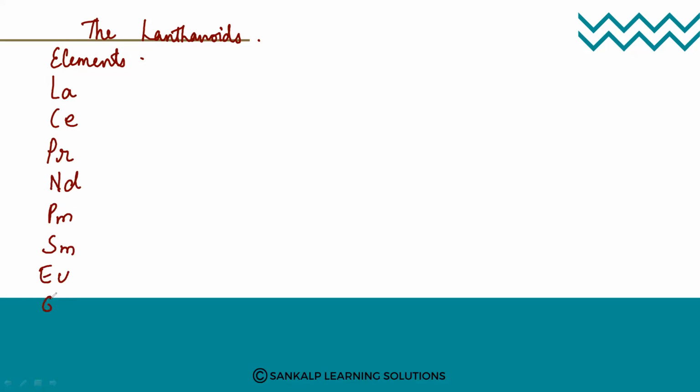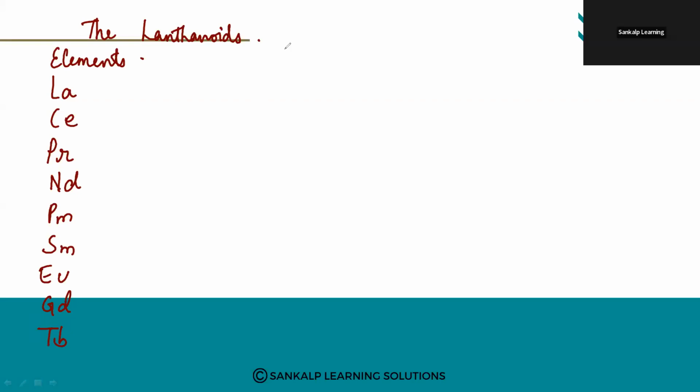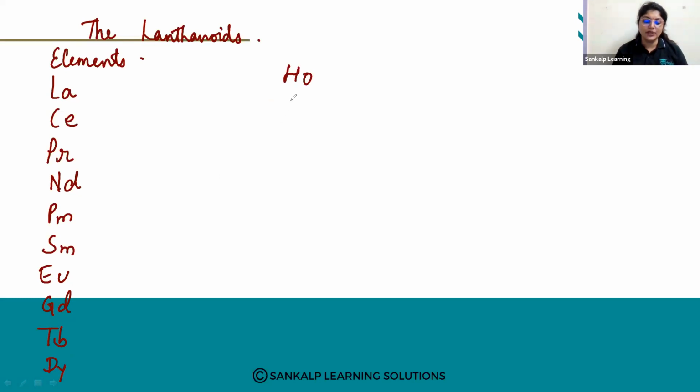Then gadolinium, that is Gd. Then is terbium, that is Tb. Then next is dysprosium. Dysprosium is Dy. Then holmium. Holmium is Ho. Then erbium is Er. Next is thulium, that is Tm. Then ytterbium. Ytterbium is Yb. And next is lutetium, that is Lu. So these are the elements under lanthanoids.